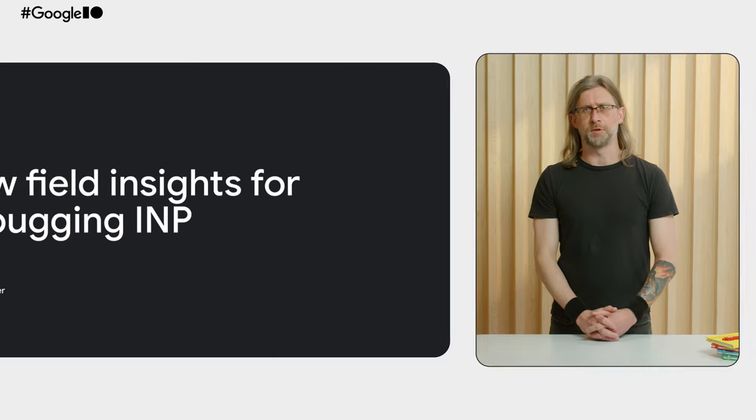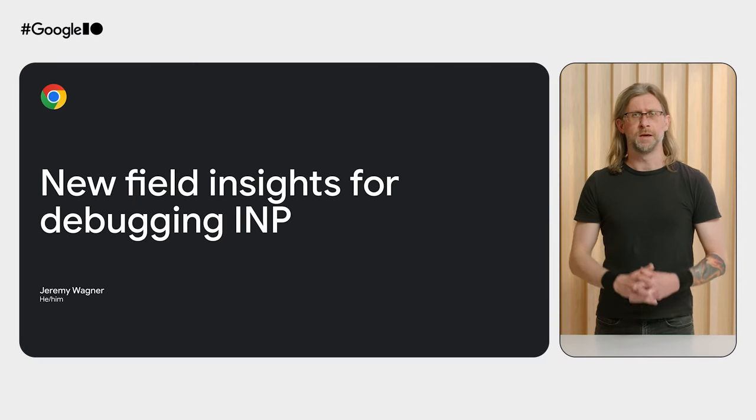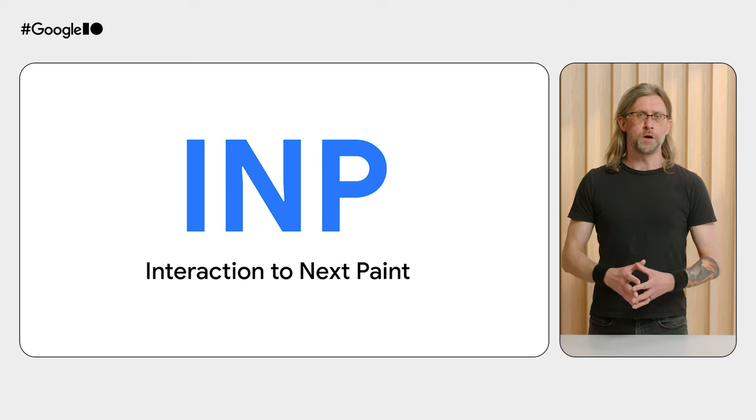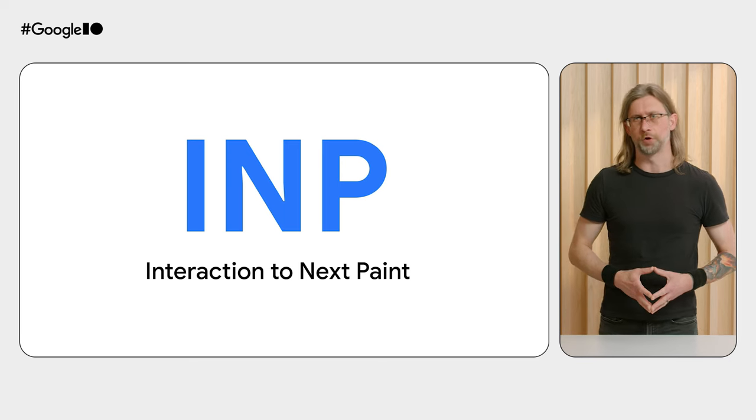And in this video, I'm going to go over some of the new insights you can get from field data to help you better troubleshoot slow interactions that are affecting your website's interaction to next paint, or INP for short. If you don't know about INP, here's the quick version.